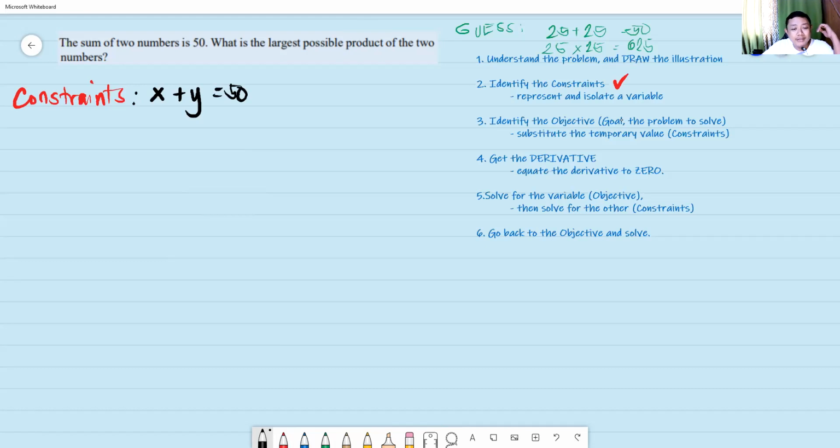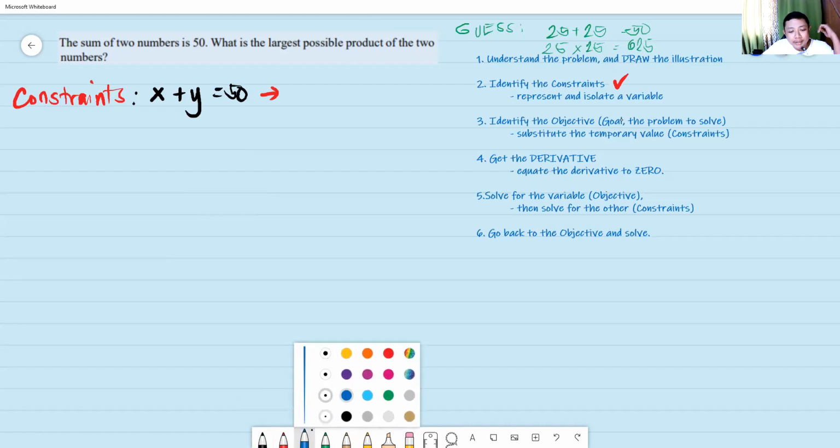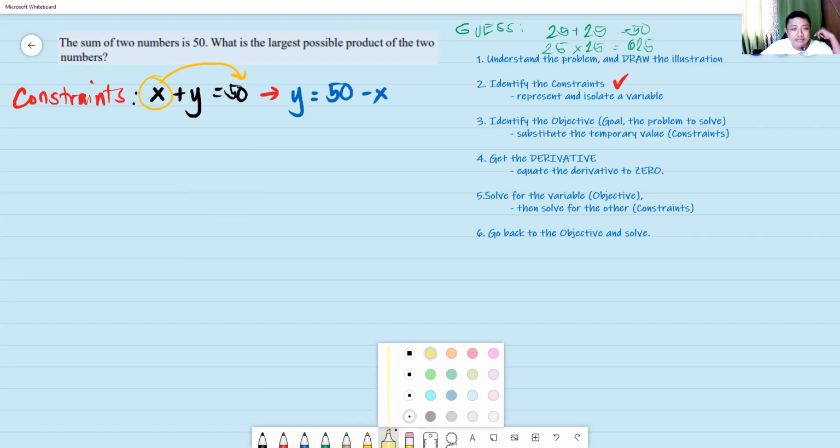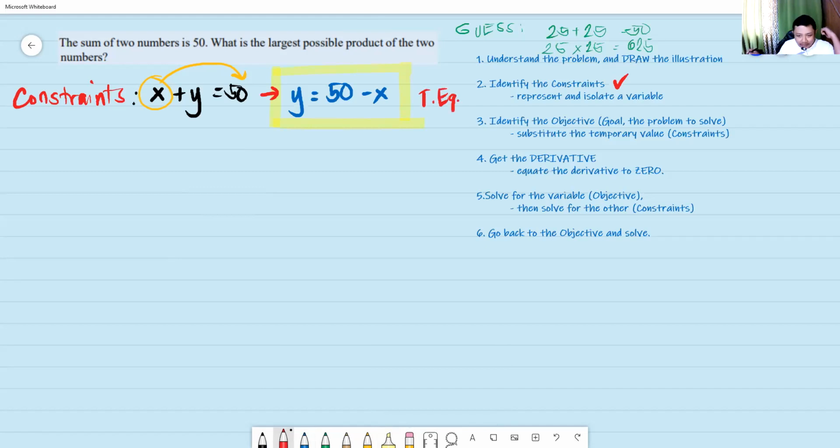If I isolate y, what will be my temporary equation? Y is equal to, type it in the chat box, please. Very good. So we have to transpose x. So it will become 50 minus x. Very good. That's our temporary equation. TE na lang. Temporary equation. Okay, we're done with the second step.